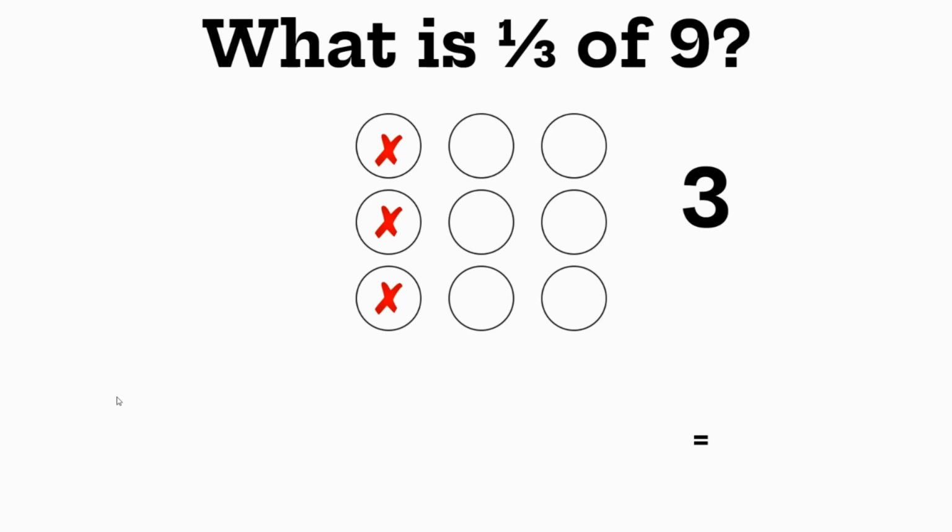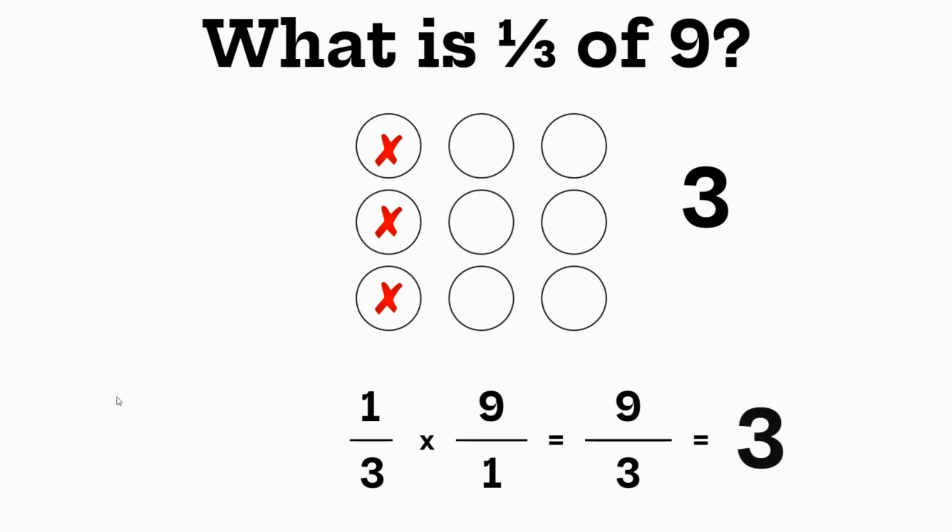If you chose to do it with multiplying, it would look like this. You do 1/3 times 9 wholes, and 9 wholes, remember, you write it as over 1, so 9 over 1. And then you multiply your numerators. 1 times 9 is 9. 3 times 1 is 3. So 9/3 is an acceptable answer. And 9/3, you can also rename that. 9 divided by 3 is 3. So I was looking for an answer of 3. If you put 9/3, that's also correct.